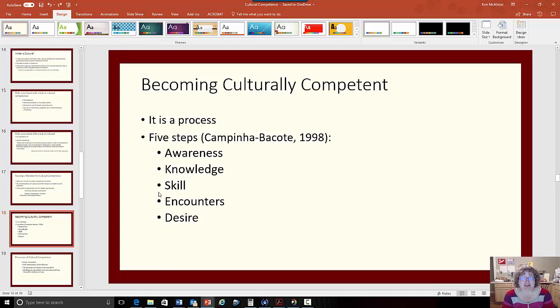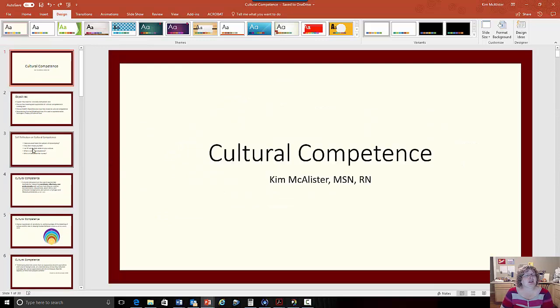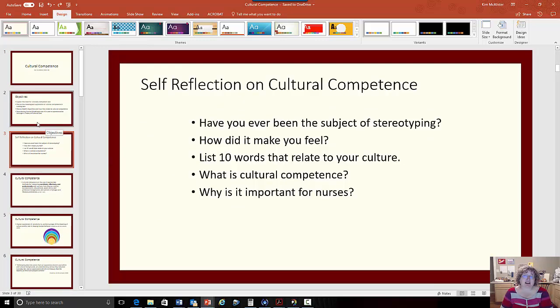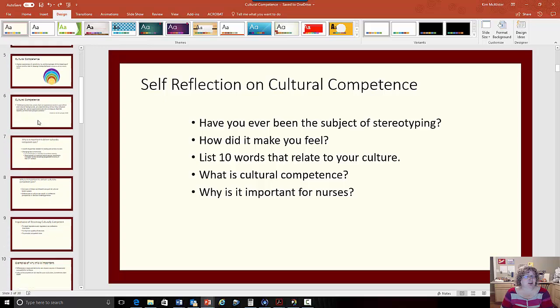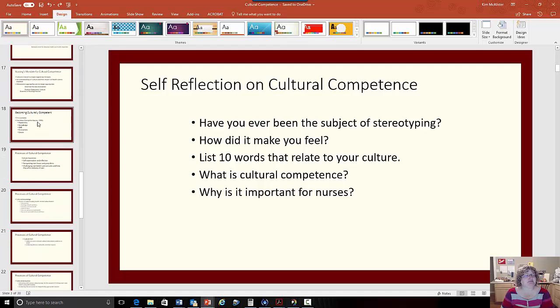Understanding that cultural competency is a 5-step process. Both Campinha-Bacote and Leininger describe this as a 5-step process, and they're fairly similar in their approaches. The first step is awareness. If you participated at the beginning of our presentation, where we talked about doing a self-reflection, then you've begun the process of awareness, which is really great.